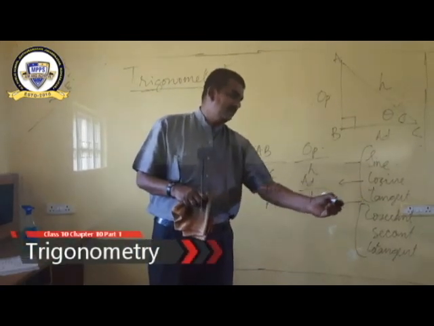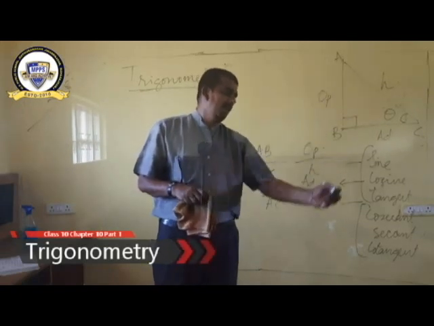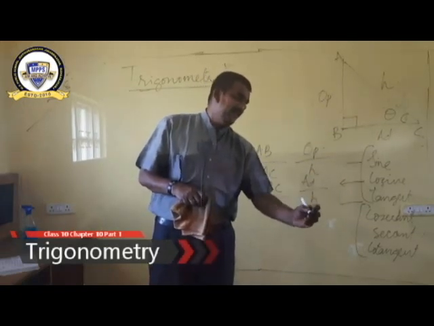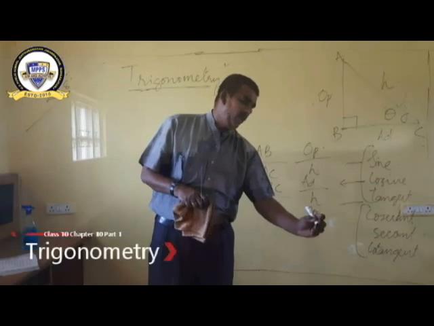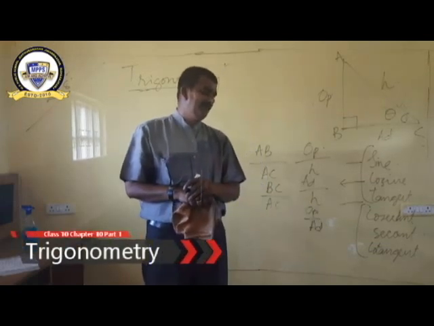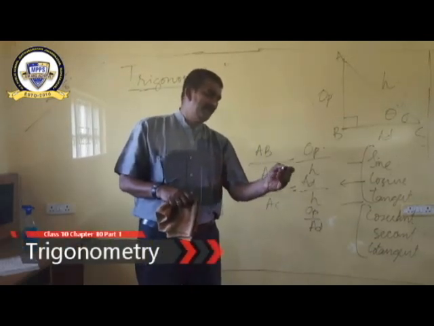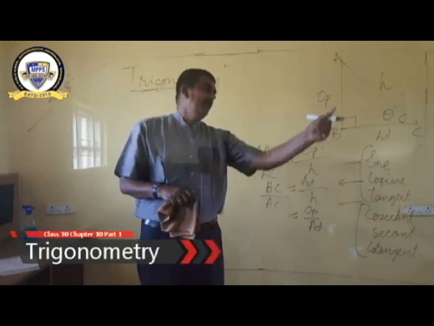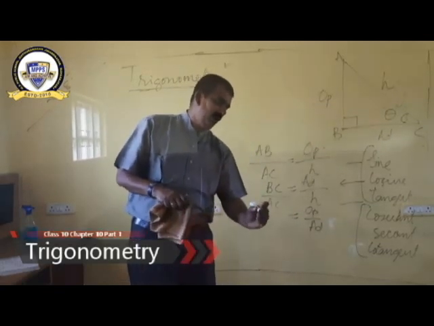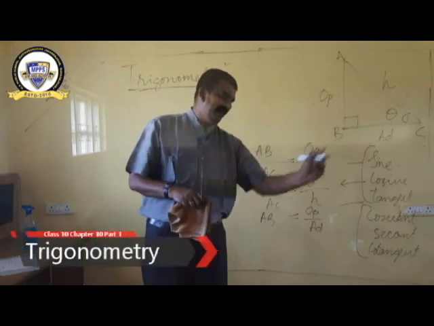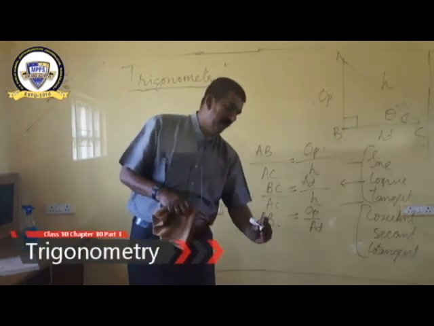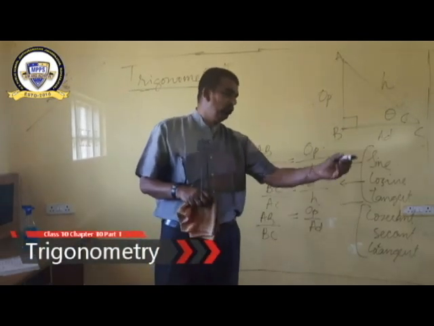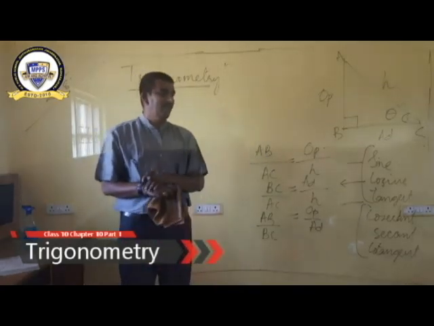And here the tangent, that is opposite side divided by adjacent side. The opposite side is AB and the adjacent side is BC. That is why it is AB by BC. So you got the first three cases over here.